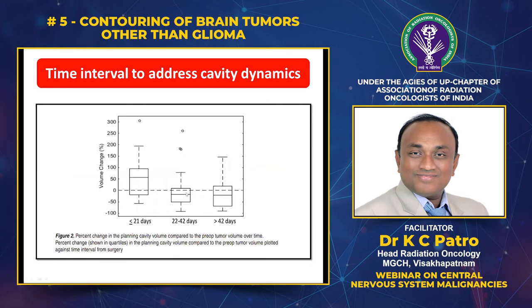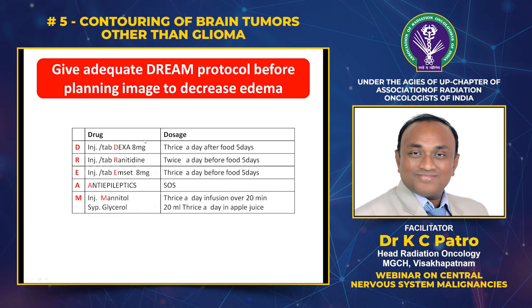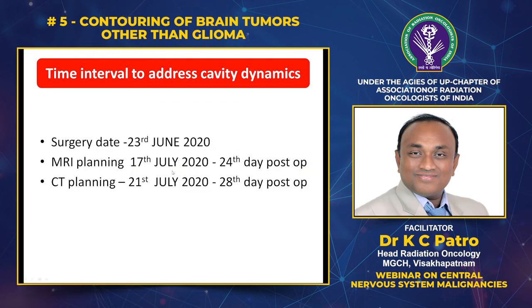So these are the cavity dynamics: how it changes in less than 21 days, and how it stabilizes over 22 to 42 days. So before that, give adequate DEXA, ranitidine, anti-epileptics and mannitol before taking an MRI, and then do MRI planning after the 24th day and treatment planning at the 28th day.